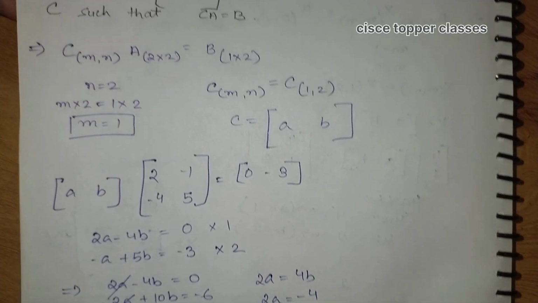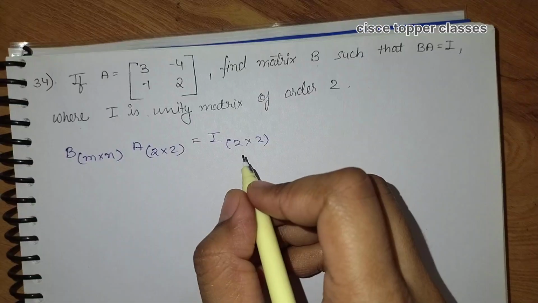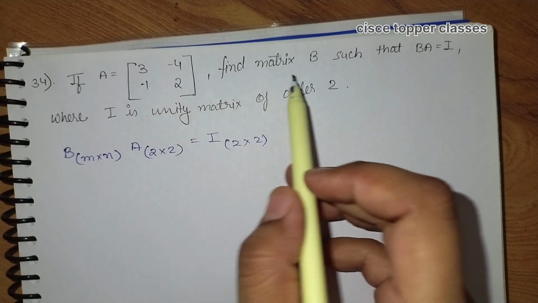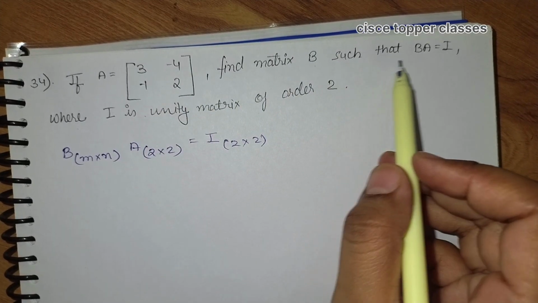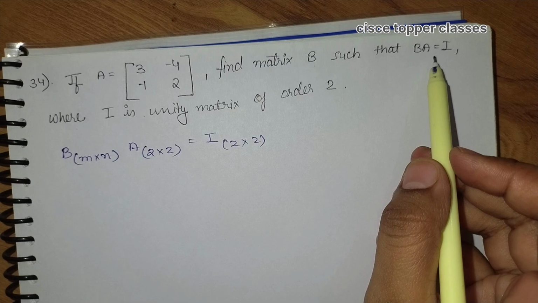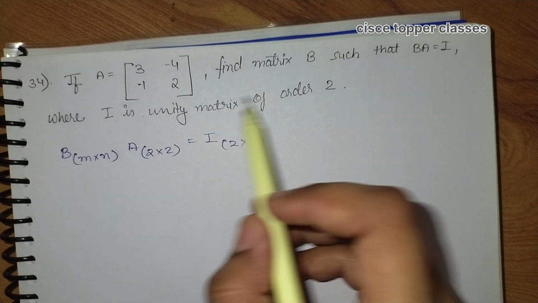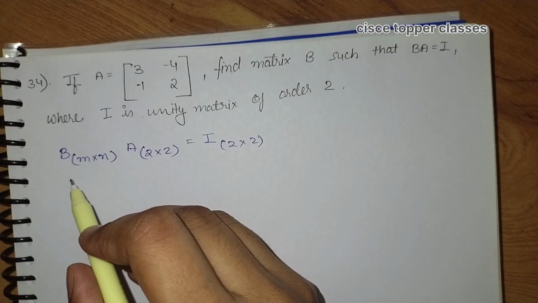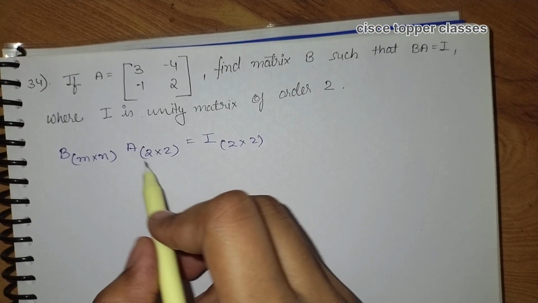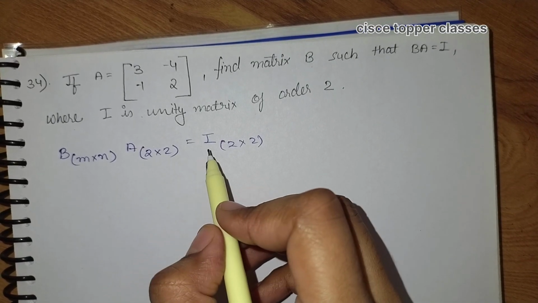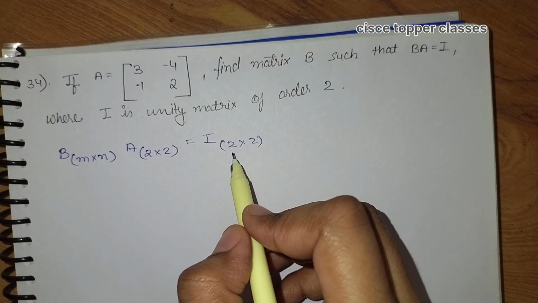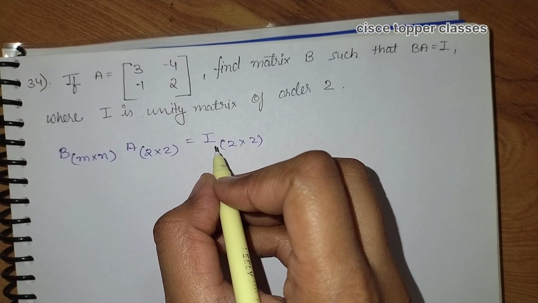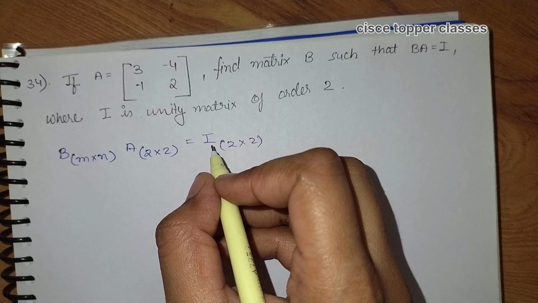Matrix C is the only thing we have to find in this question. Now let us solve question number 34. If matrix A is this given to us, we have to find matrix B such that B multiplied by A is equal to I, which is a unity matrix of order 2. Where B is a matrix of order m cross n, A is a matrix of order 2 cross 2 and I is a matrix of order 2 cross 2. And we know I is a square matrix, hence the order will be the same.